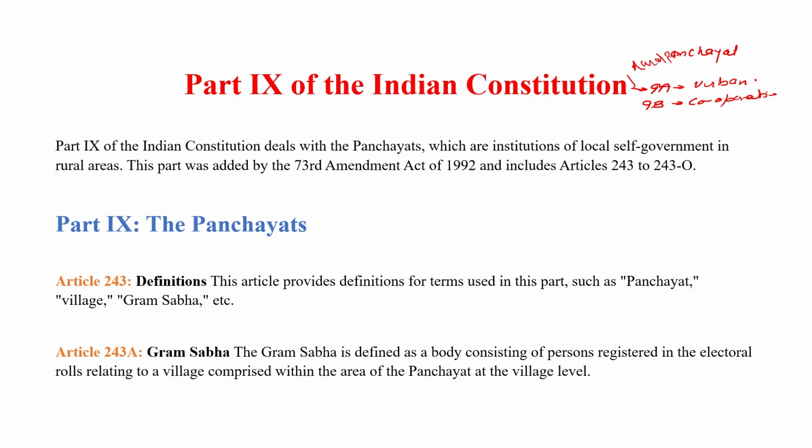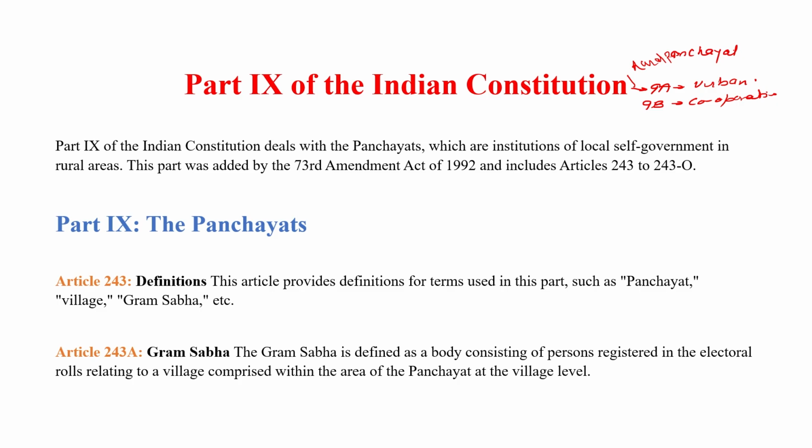Now, there are two amendments related to the Panchayati Raj system in India. The first amendment is the 73rd Amendment of 1992 and the second amendment is the 74th Amendment of 1993. Both were passed in 1992, but the 74th Amendment was enforced in 1993. So sometimes we say both were passed in 1992, and sometimes we say the 73rd Amendment came into force in 1992 and the 74th Amendment came into force in 1993.